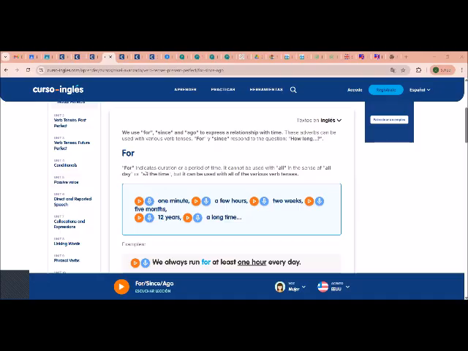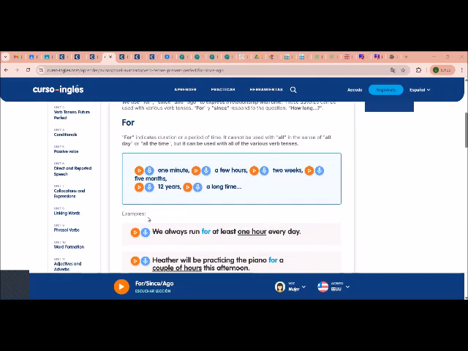Jonathan, help us with when do we use for? For indicates duration or a period of time. It cannot be used without in the sentence of all day or all the time, but it can be used with all of various verb tenses. Tenses, exactly. And when we think of for, we use it with the time period. So for a minute, for a few hours, for weeks, for months, for years, for a long time, right?